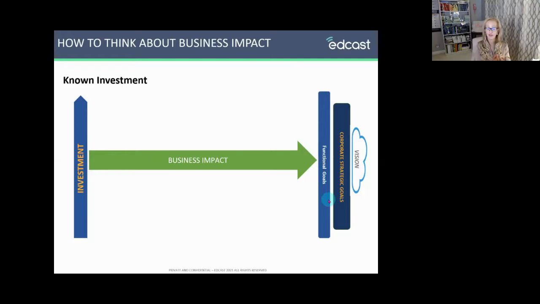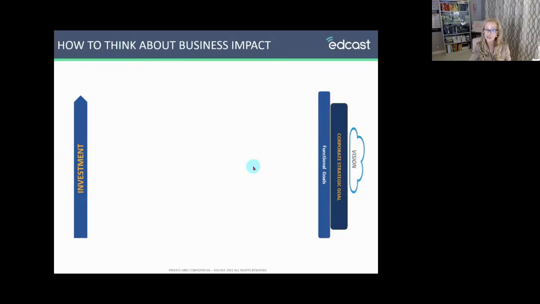The way to think about the impact with an investment that's known is to ask what's the investment that we made, what's the impact that we expected that investment to make, and then how will that drive the goals? So the way you think about this impact map, when you have a known investment, is you work from the left all the way to the right, because we know what the investment is, and we want to know what impact that investment is driving. That's most situations, right? The investment already exists. You've already made the investment. So how do we drive impact from there?